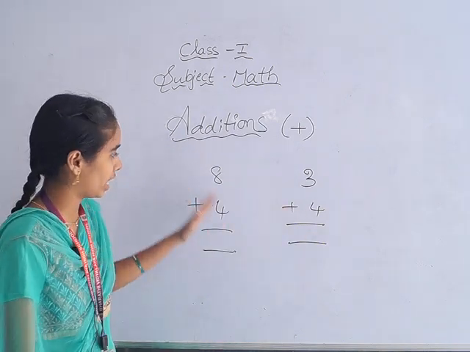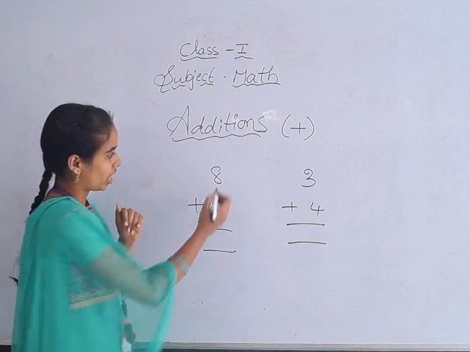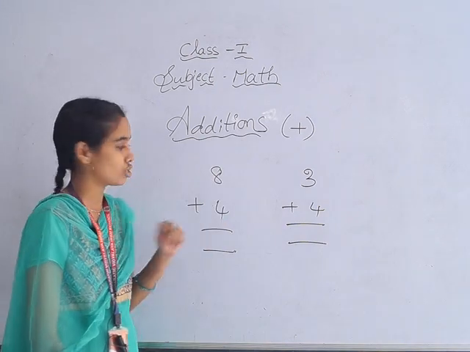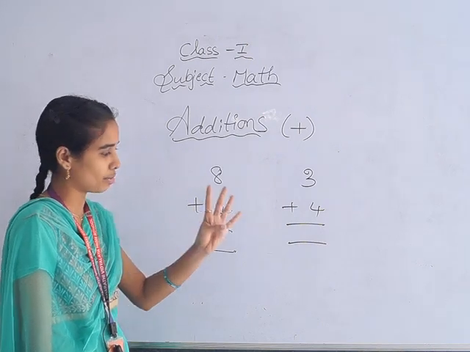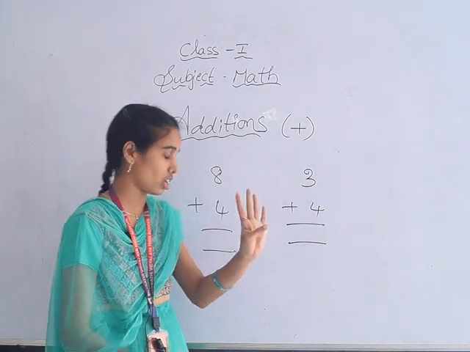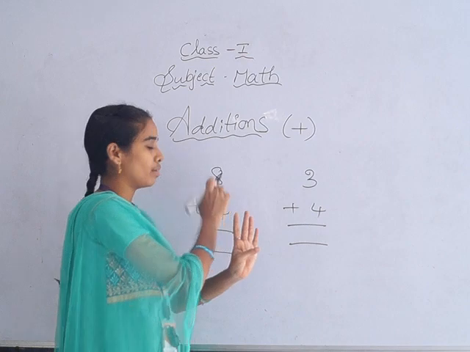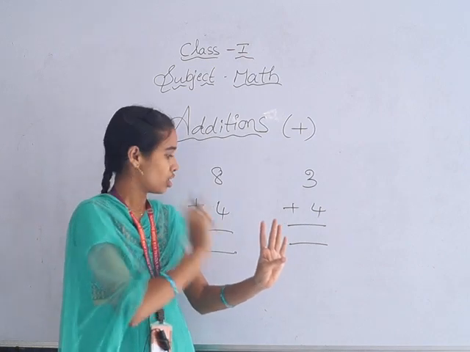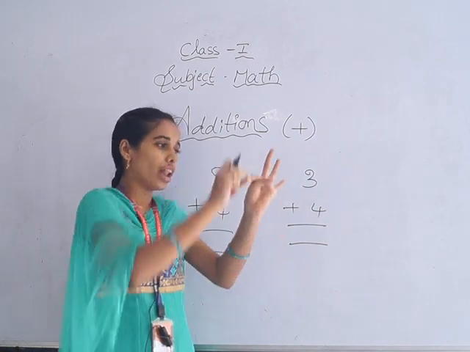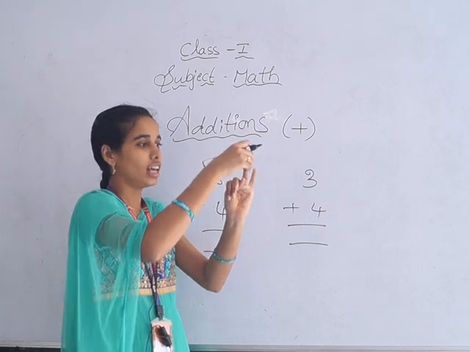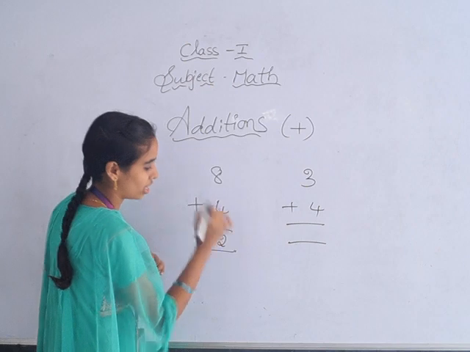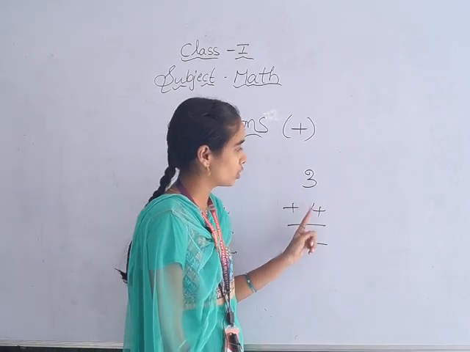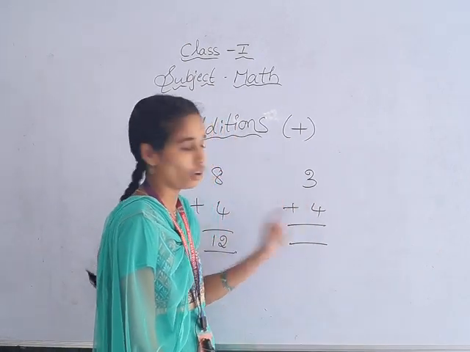So here in 8 and 4, which one is big one? 8 is the big one. So keep it in mind. And 4 is small one. That means small always open with your fingers. So in mind which number is there? 8. So after 8, 9, 10, 11, 12. So answer is 12.